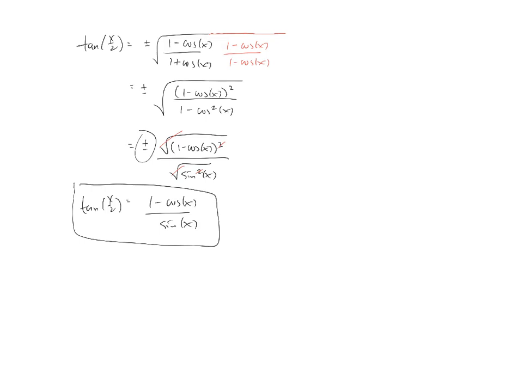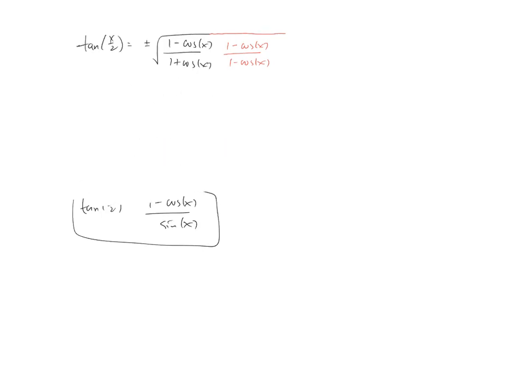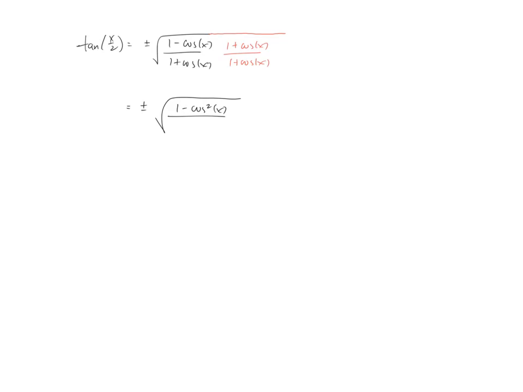Now, similarly, let me come back up here. I'm going to go ahead and erase this stuff. And instead of multiplying by 1 minus cosine x, now I'm going to do 1 plus cosine x. And you'll see that pretty much the same thing happens. In the numerator, I'll get a 1 minus cosine squared. In the denominator, I'll get a 1 plus cosine x quantity squared.